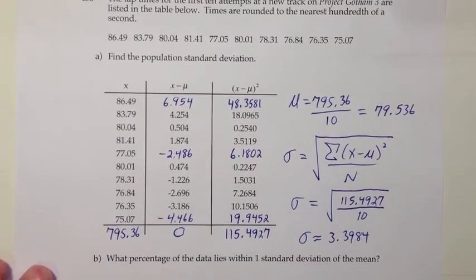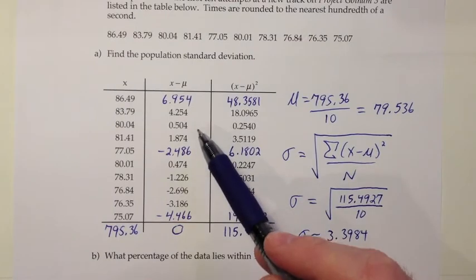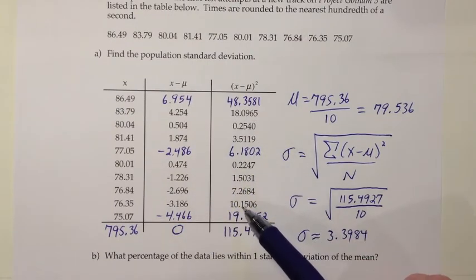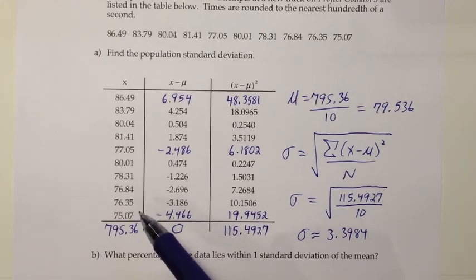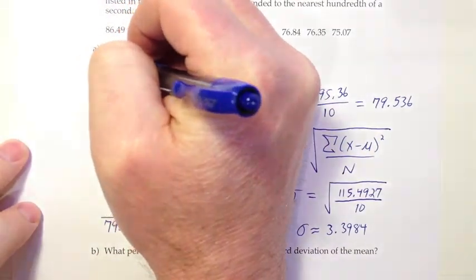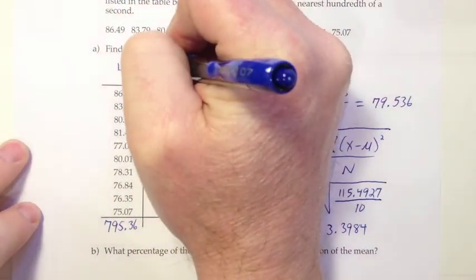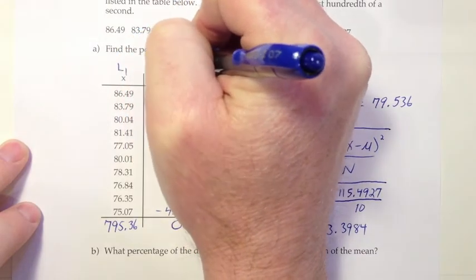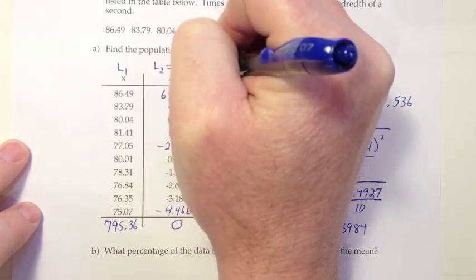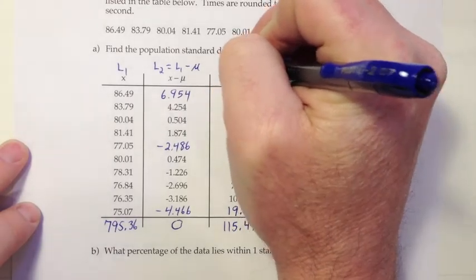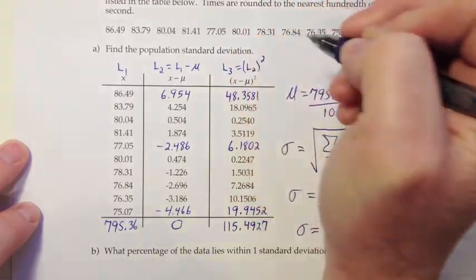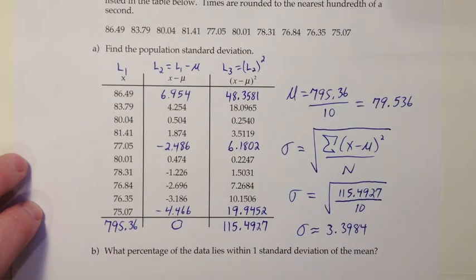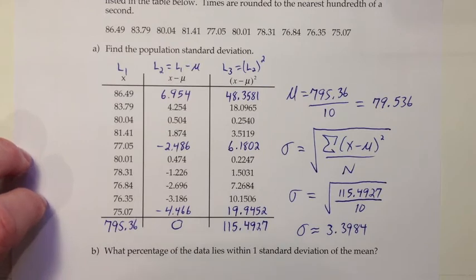So that one was a messier one, and it certainly would have been even messier if they hadn't filled 7 of them in for us already. So when you get to these messier problems, you might want to take advantage of that idea of putting your x's into L1, and then here letting L2 be L1 minus your mean, and then coming over here and letting L3 be equal to L2 squared, and then take advantage of the sum key to make that whole process, which can be kind of tedious, go a bit faster.